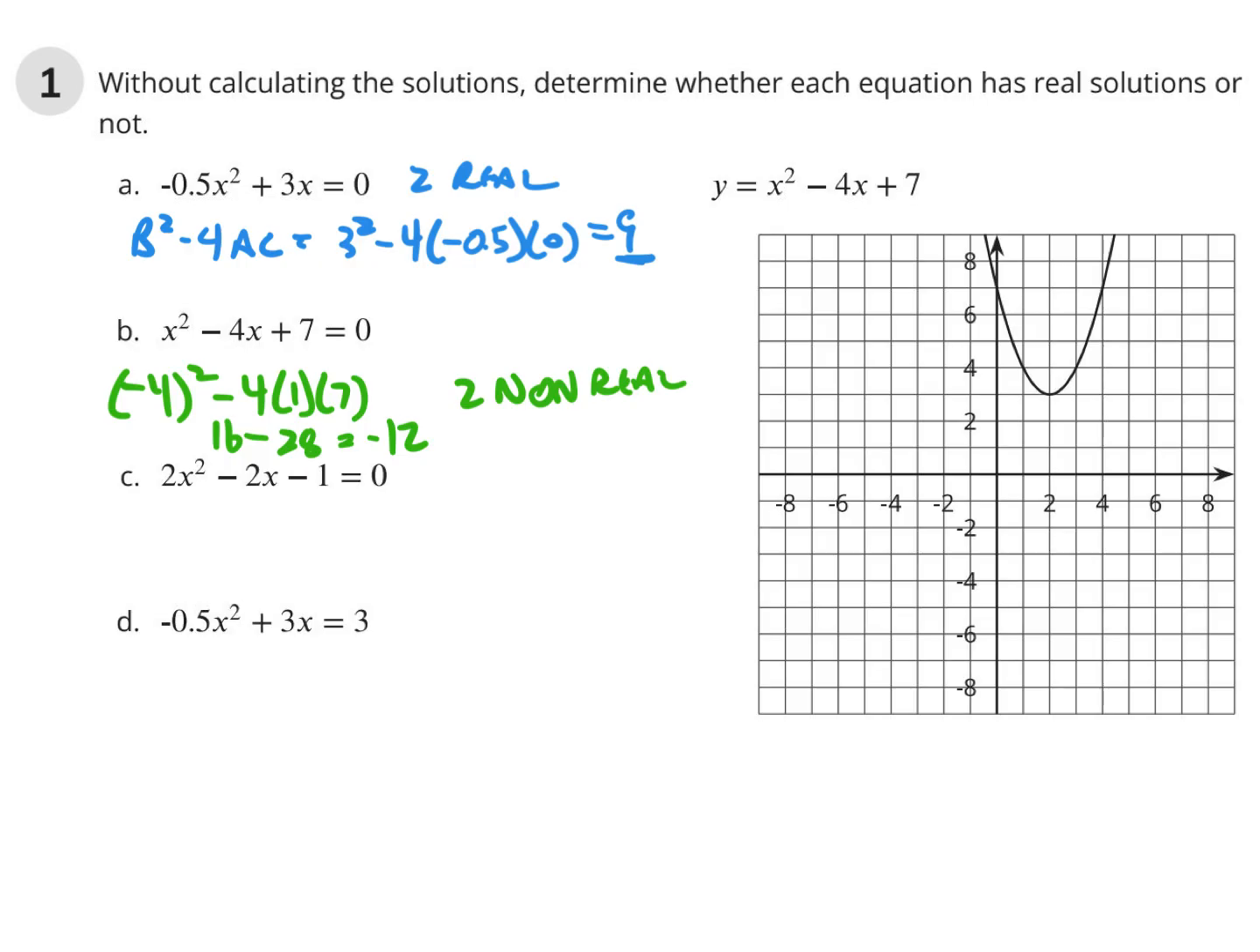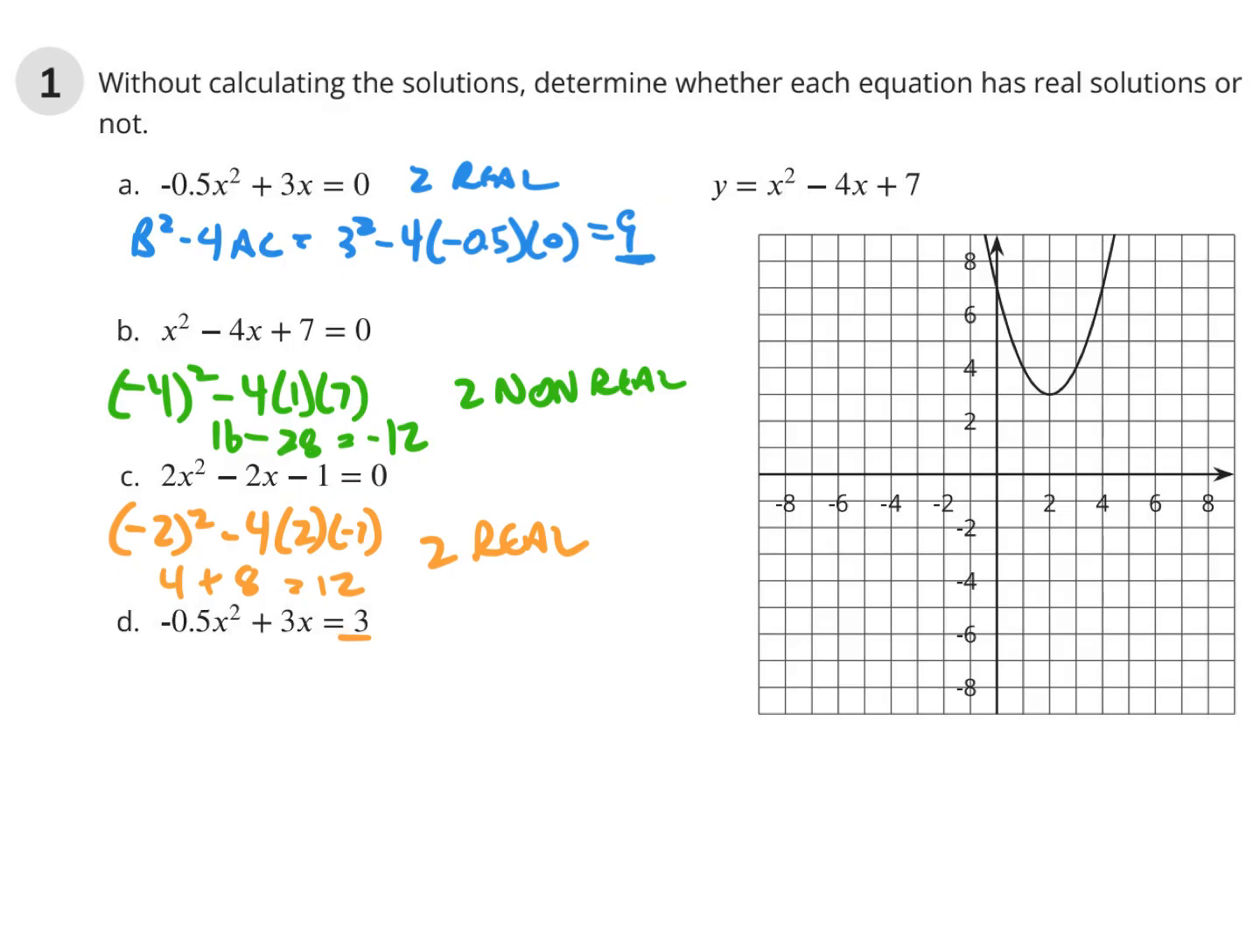All right, for C, we get B squared minus 4 times A, which is 2, times C, which is negative 1. Oh, look at that, 2 negatives. 2 negatives make a positive. 4 times 2 is 8, which is 12, which is positive. That's 2 reals. D.